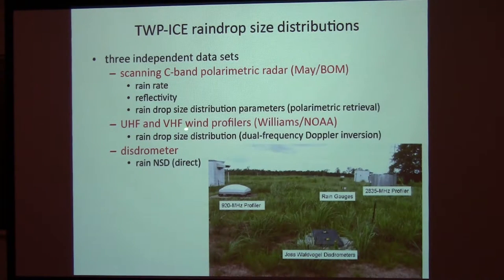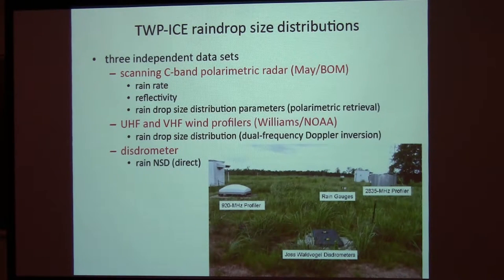The UHF and VHF wind profilers, and this is a picture of the UHF profiler at the Darwin site, are different. They use a Doppler technique, and so they're both wind profilers, and one of them is sensitive to Bragg scattering, so from that you can essentially get the wind speed. Then you can go to the other radar, which is sensitive to the hydrometeor fall speed spectrum, and you can use the first one to subtract the wind from the hydrometeor fall speed and actually retrieve the hydrometeor size distribution.